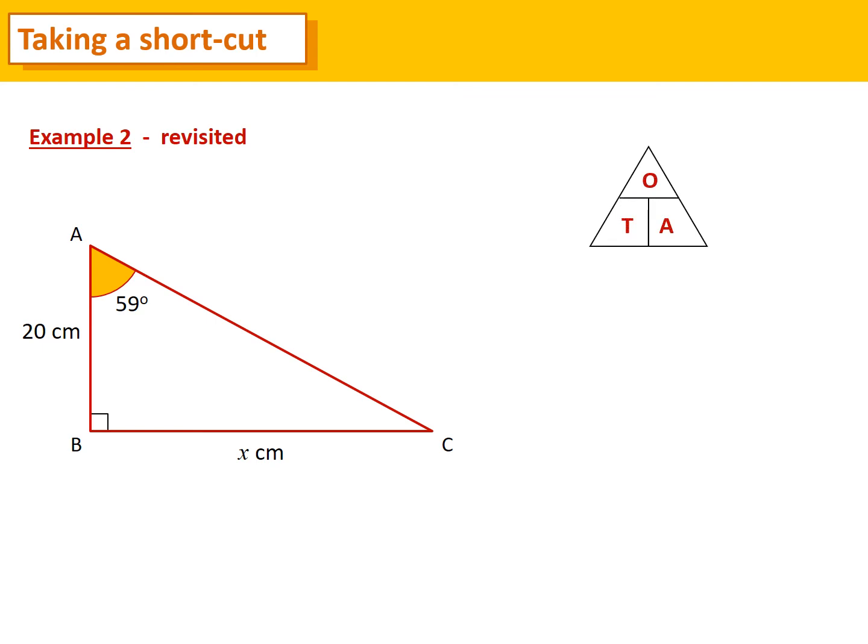Let's try and apply the shortcut then to example 2. With the 59-degree angle marked in, x is the opposite side. So we put our finger over the O for opposite, and it tells us that the opposite side is the tangent of the angle multiplied by the adjacent. So that's 20 times tan 59. Tap that in our calculators and round off to 1 decimal place.